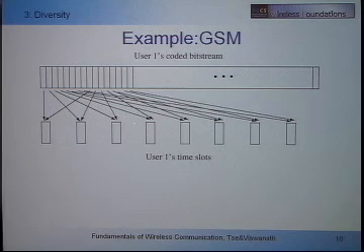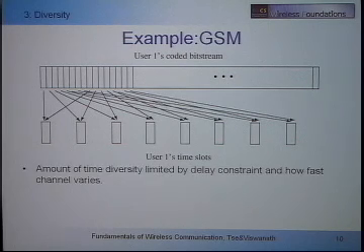Typically, coding and interleaving is happening over 8 time slots. So in GSM, different users are assigned different time slots. The coding is done over 8 time slots here, and interleaving. So you basically take one coded symbol, a coded code word, and you split it up into 8 time slots. So now you can see the amount of time diversity I can get from this channel.